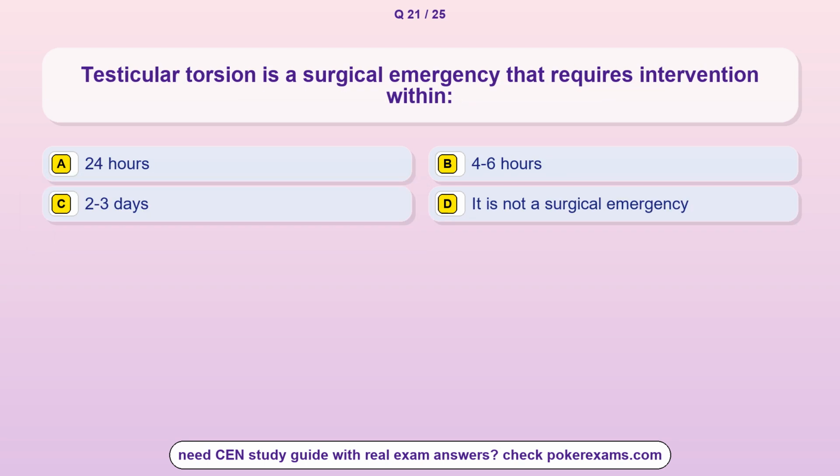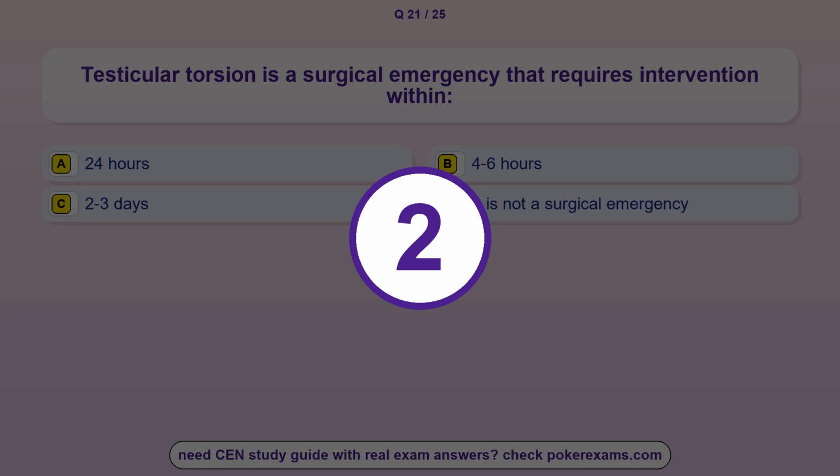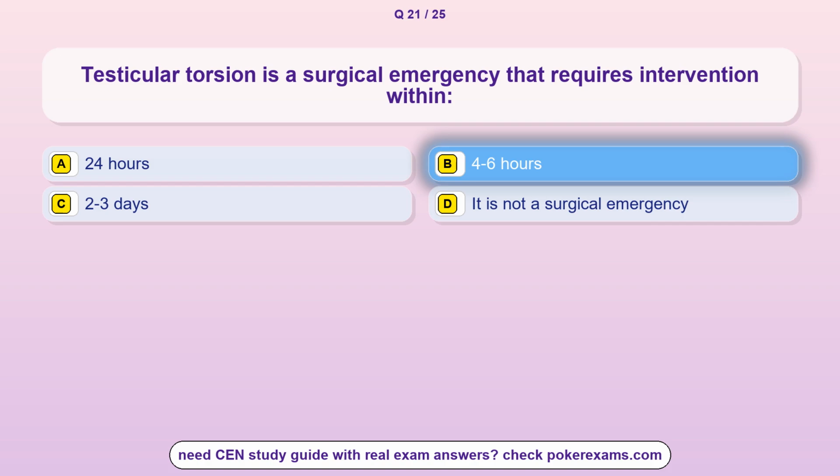Question 21. Testicular torsion is a surgical emergency that requires intervention within option A, 24 hours. Option B, 4-6 hours. Option C, 2-3 days. Option D, it is not a surgical emergency. The correct answer is option B, 4-6 hours.